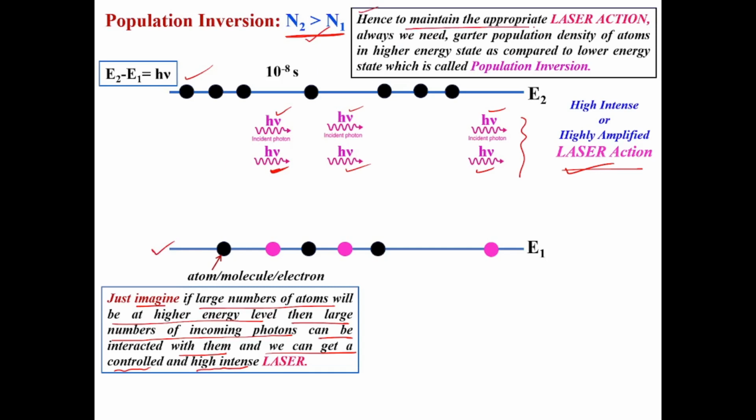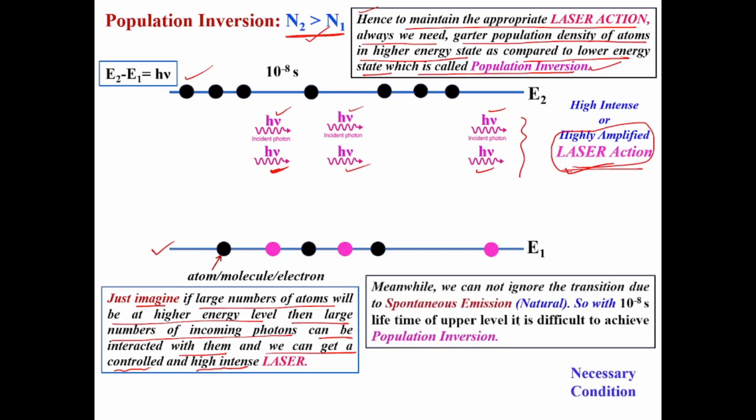Hence, to maintain the appropriate laser action, we always need a greater population density of atoms in the higher energy state as compared with the lower energy state, which is called population inversion. So here we conclude that to get a highly amplified and continuous laser action, we need population inversion. So population inversion is a necessary condition for laser action of any laser source.